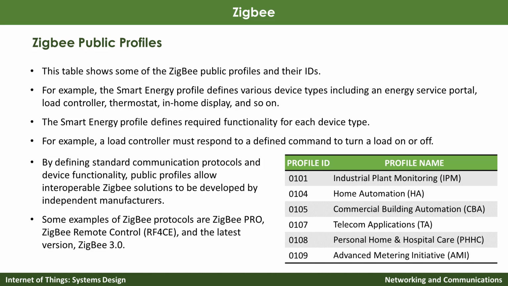For example, related to smart energy, a load controller must respond to a defined command to turn the load on and off. If your device is a home automation device, then you should provide certain functionalities. You need to be compatible with their predefined commands, so the other devices know how to communicate with your device.